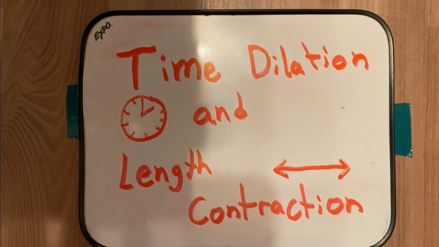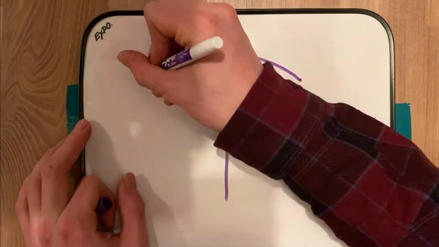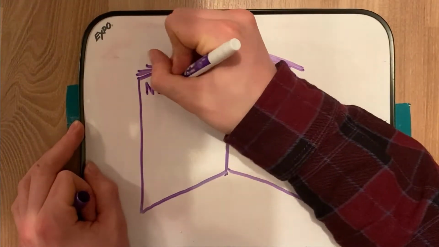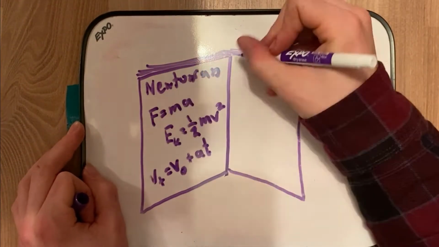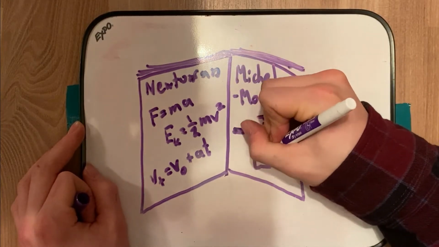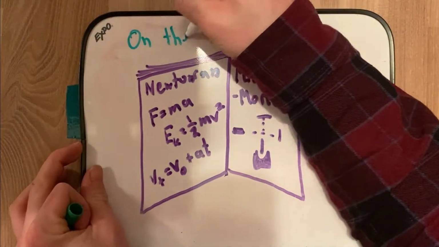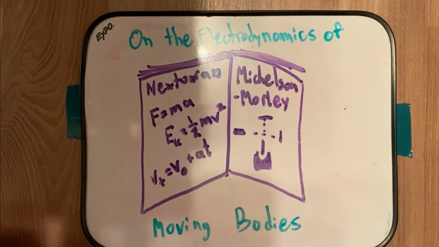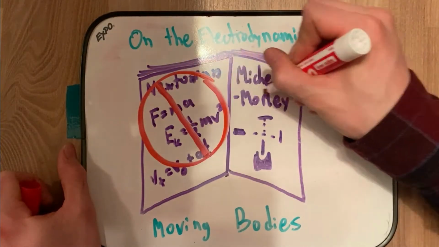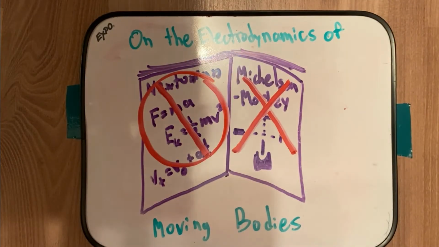Time dilation and length contraction. On September 26, 1905, Albert Einstein published his paper called On the Electrodynamics of Moving Bodies. This paper focused on the incompatibility of Newtonian equations with electromagnetism and the null result of the Michelson-Morley experiment.